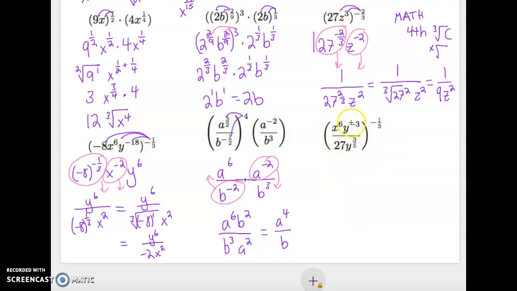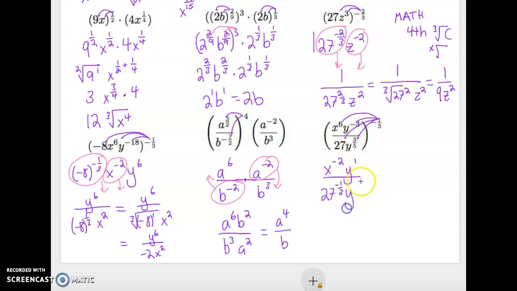All right, last one. So let's go ahead and distribute this negative 1/3 because I only have multiplication and division happening here. So negative 1/3 goes to every piece. When you have an exponential expression to an exponent, a power to a power, you go ahead and multiply. So we get x to the 6 times negative 1/3 is negative 2. And then negative 3 times negative 1/3 would be a positive 1. On the bottom, my 27 just goes ahead and gets that negative 1/3 as its exponent.